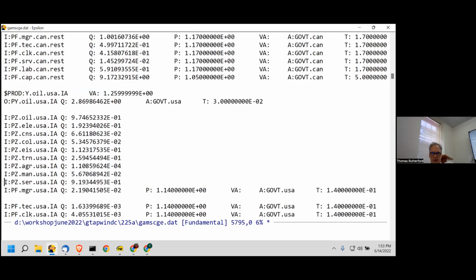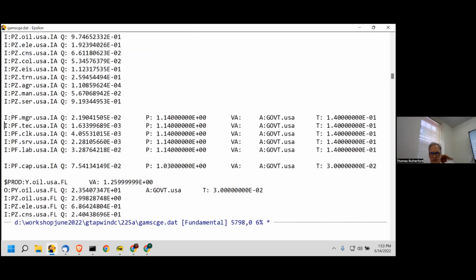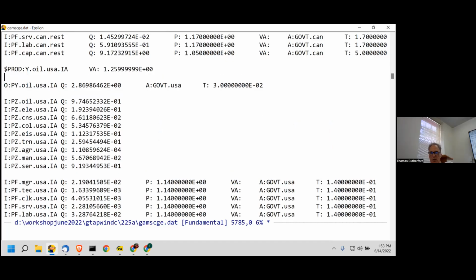Oh, there's managers as well. So that represents the composition of factor earnings, and this represents capital inputs. And then we have intermediate demand. This says for the output of oil in Iowa, this tells us what the intermediate demands are. So we have a basic representation of the benchmark.